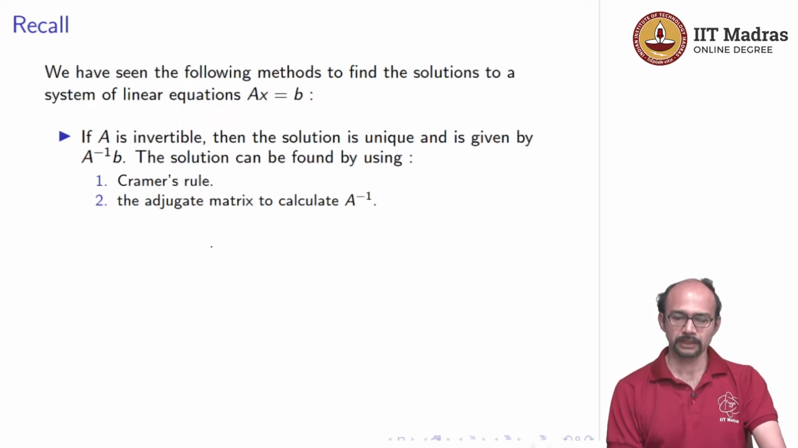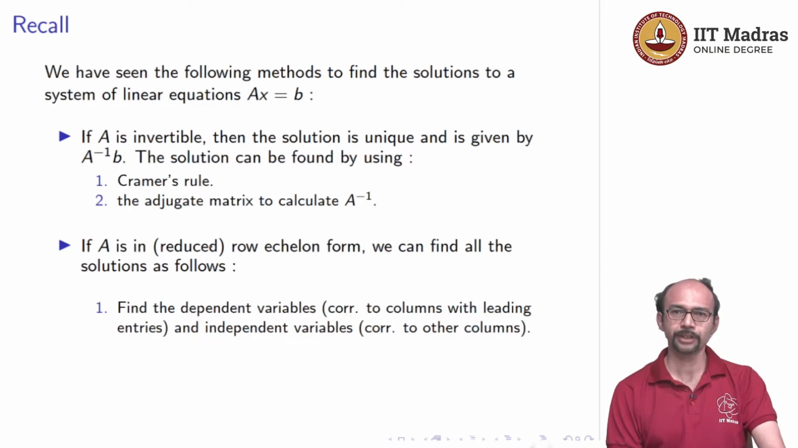Compared to this, remember that if A is in what we call reduced row echelon form, then we can find the solution of such a system very easily. So, if Ax equals b is the system that we are solving, and if A is in reduced row echelon form, then we have the following procedure to find the solutions, and note that there can be many solutions now because A is no longer a square matrix, it could be a rectangular matrix. So, you find the dependent variables.